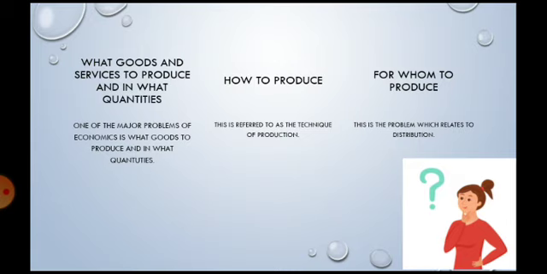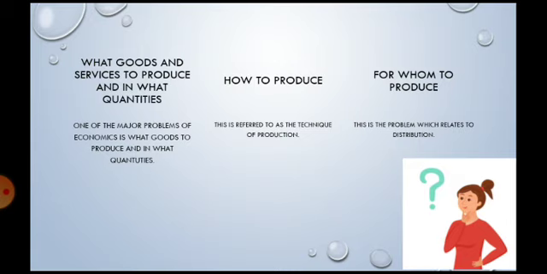Another major problem of any society is the problem of how to produce. When we talk about how to produce, that talks about the method of production. Is it going to be a capital intensive method of production or labor intensive method of production? The quantity that will be produced depends on the quantity of each kind of goods and services required by the society.